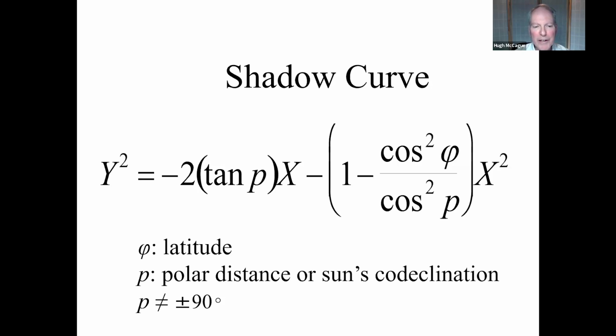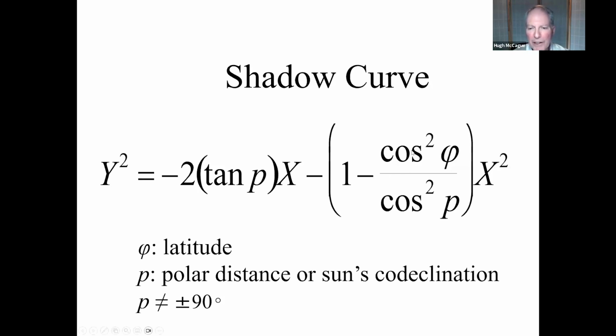Now, in this formula here on the XY plane, you'll see the latitude, phi, and we'll also see P, which is the polar distance of the sun's co-declination. I just described the declination before. The co-declination is the complementary angle to the declination. That is the distance from, say, the North Pole to the position of the sun if it's in the Northern Hemisphere. Similar principle for the Southern Hemisphere. It's 90 degrees minus the declination, as polar distance.